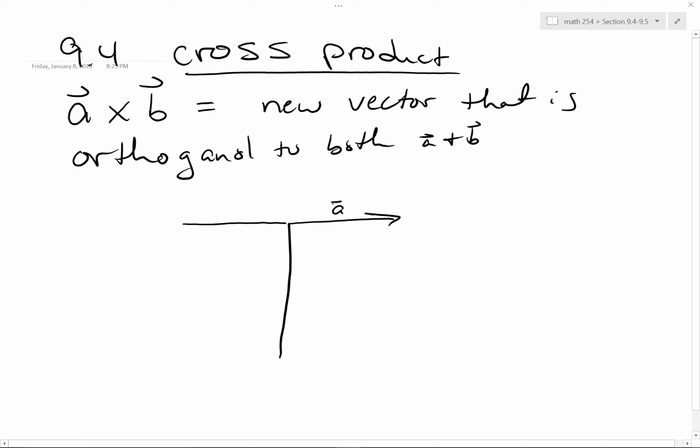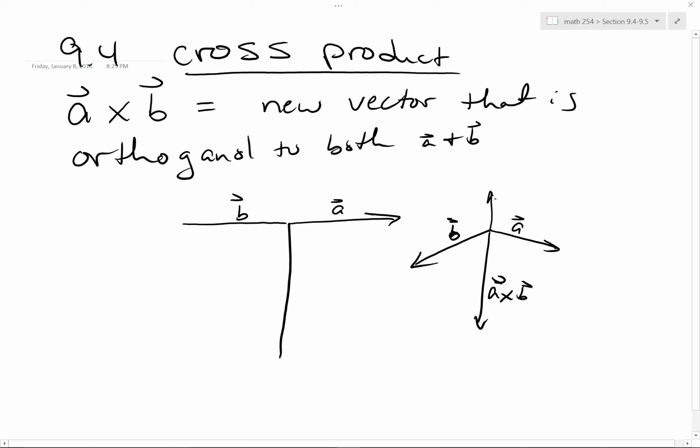You could think of this as A. You could think of this fella as B. When they come into the corner, they're orthogonal to one another. Okay, my picture kind of sucks. Maybe it'd be better if I drew it kind of like that, I guess. Anyway, so these two are orthogonal to one another. And then this fella here, this is A cross B, let's say. And he is orthogonal as well.